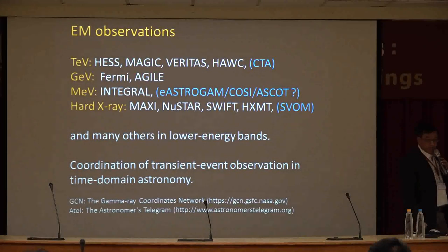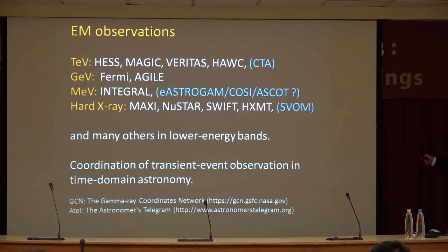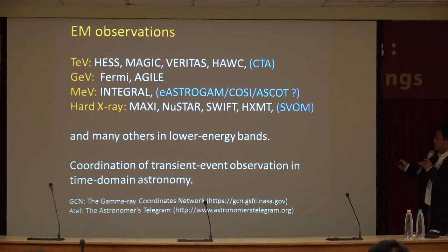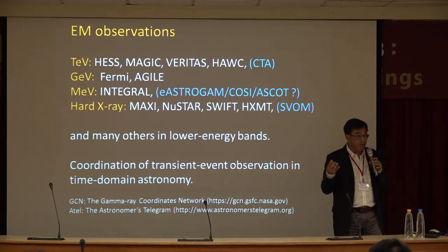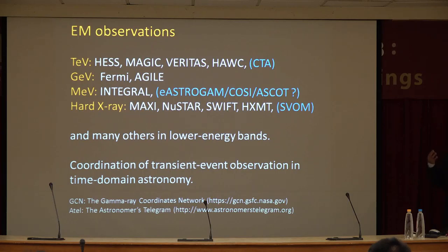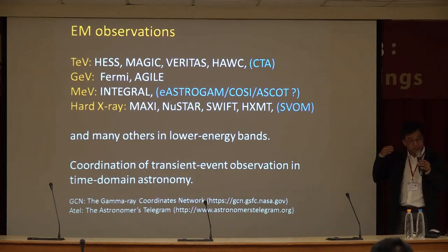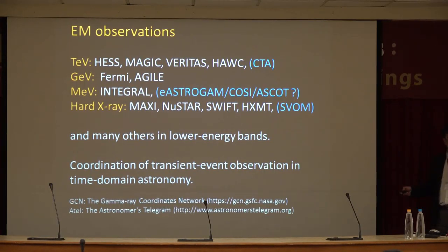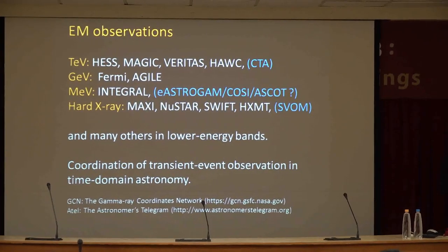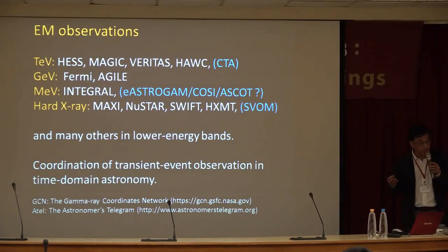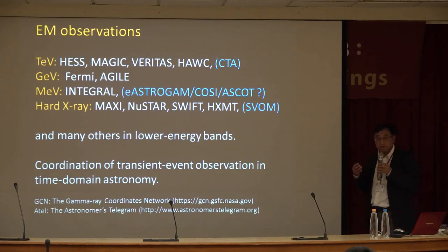For photon detections, in the TeV range right now we have HESS, MAGIC, VERITAS, HAWC. These are all TeV facilities. And CTA, the Cherenkov Telescope Array, will come in a few years. I'm not quite sure when. Anyway, this will be a very large facility. And in the GeV range, now we have Fermi and AGILE. So far, I don't have any idea about the next project at this energy range. And for MeV, right now we have basically only INTEGRAL. And there are some proposals like e-ASTROGAM in Europe, but which is still waiting for funding.